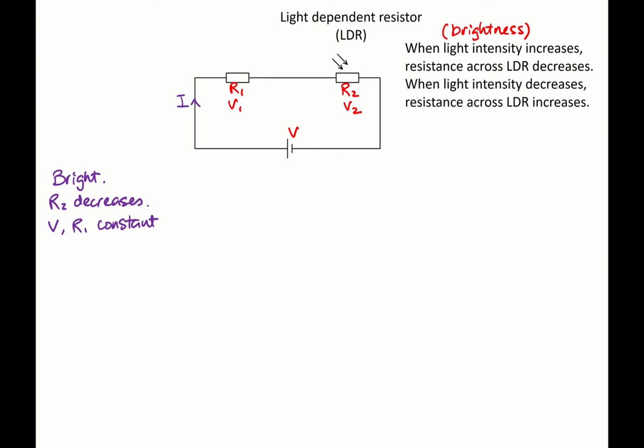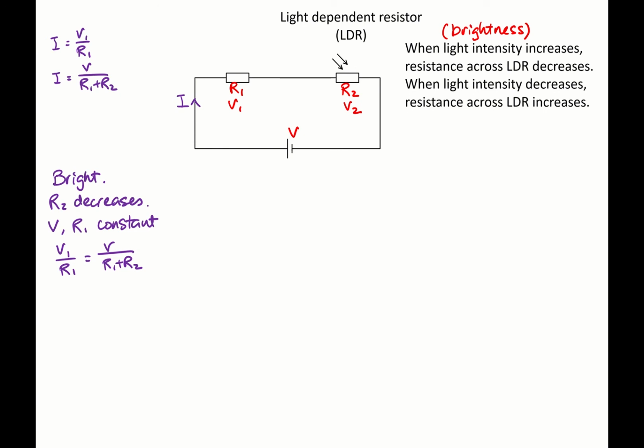So we can form the equation here. I equals V1 over R1. I is also equal to V over R1 plus R2. So that means I have V1 over R1 equals V over R1 plus R2.